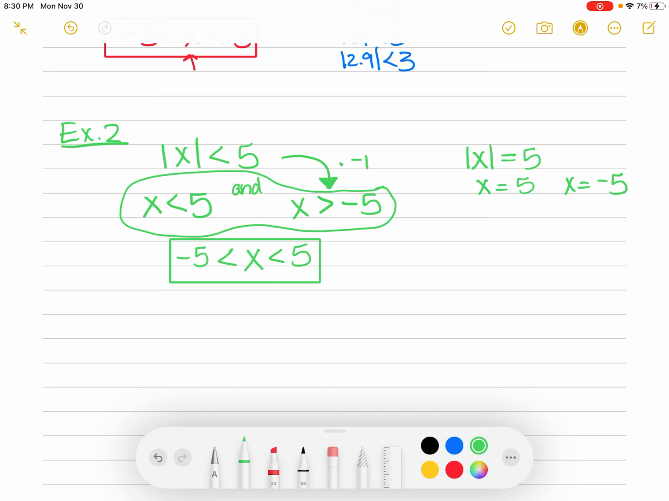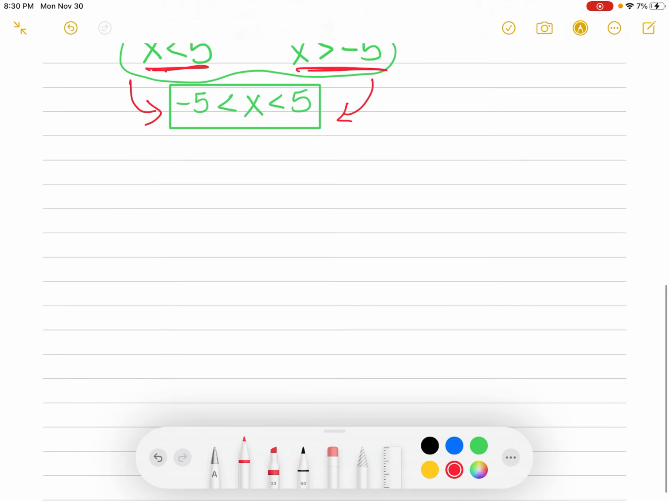Okay, so that was example 2. All I did was write out both of the problems, right here, one with +5 and one with -5, and then I put it into a conjunction. Okay, next one, example 3. Notice I'm using Christmas colors because it's getting close to Christmas.